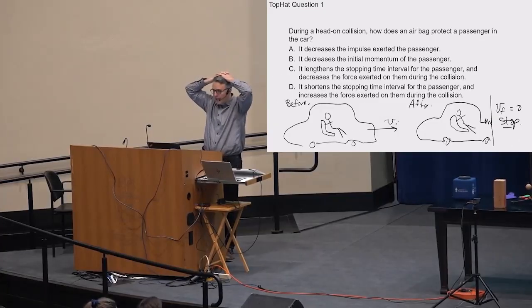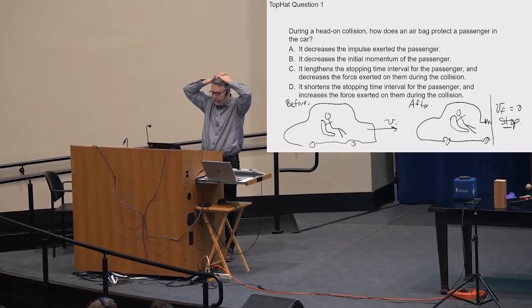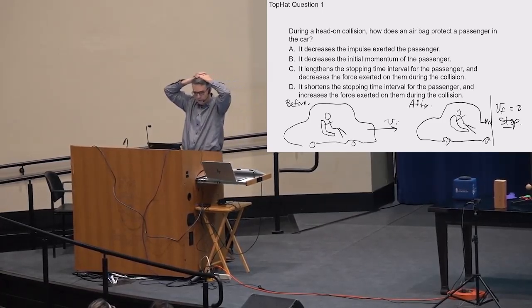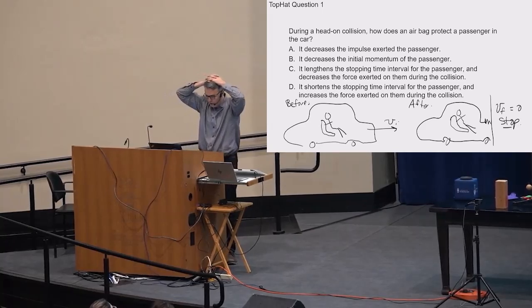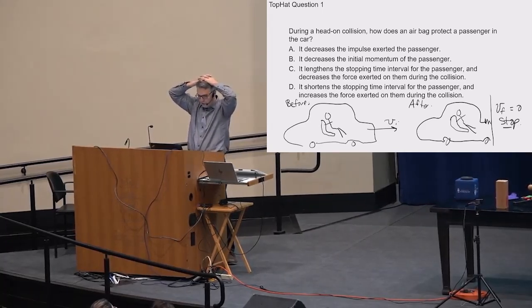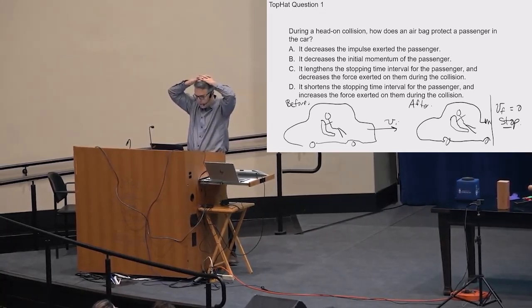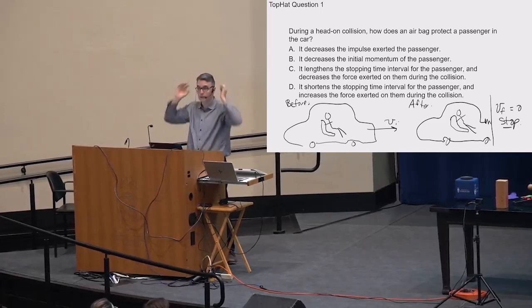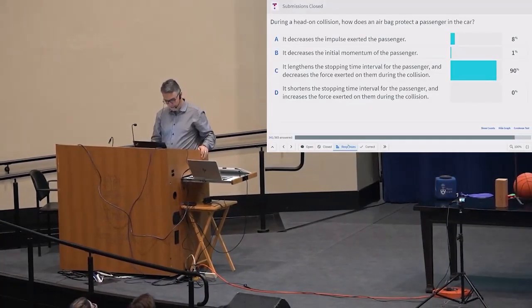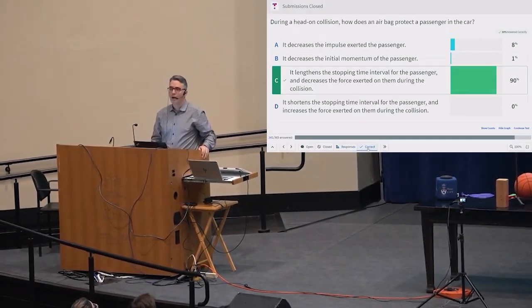During a head-on collision, how does an airbag protect a passenger in a car? A, it decreases the impulse exerted on the passenger. B, it decreases the initial momentum of the passenger. C, it lengthens the stopping time interval for the passenger and decreases the force exerted on them during the collision. Or D, it shortens the stopping time interval for the passenger and increases the force exerted on them. Okay, it lengthens the stopping time.